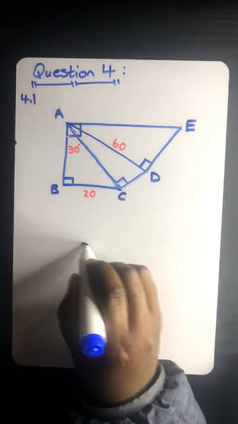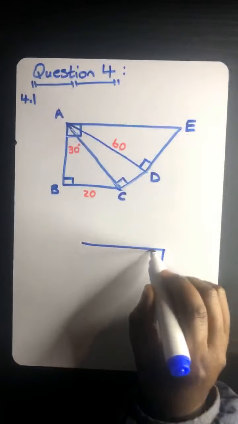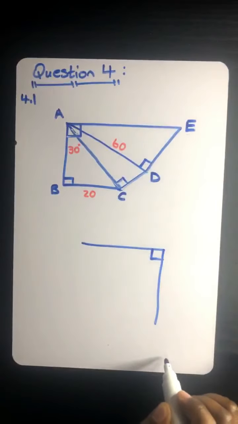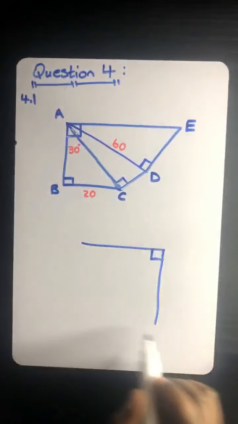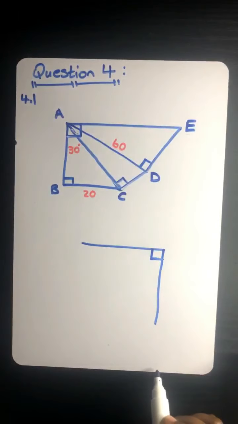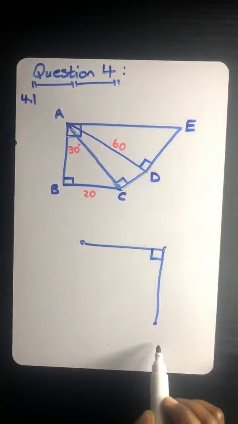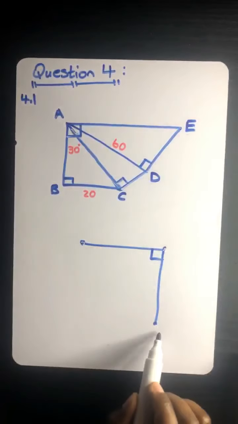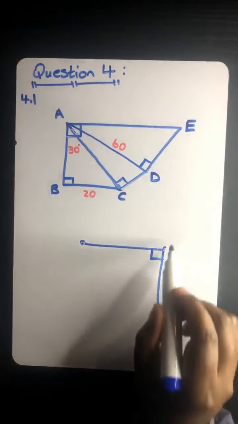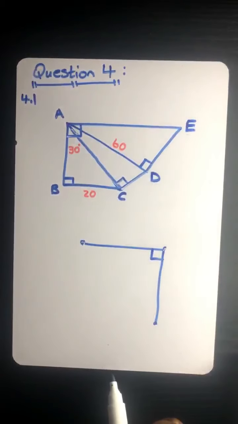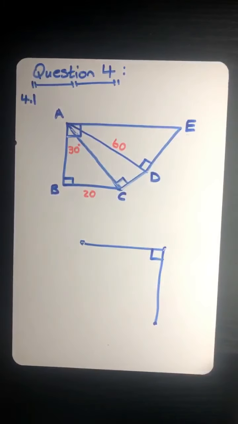But remember, you can still have something similar to this. It doesn't mean this is a right angled triangle. It is not a triangle in the first place because it only has one, two sides. But the moment we connect, then it's a triangle, which is a right angled triangle. So just be careful of that.